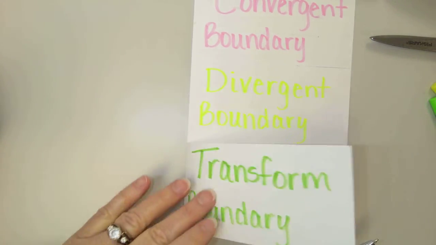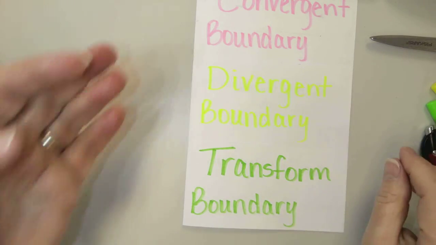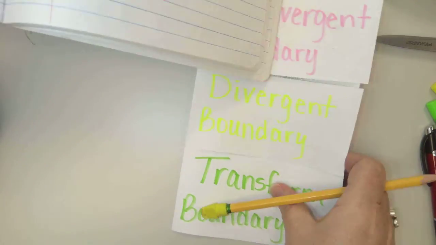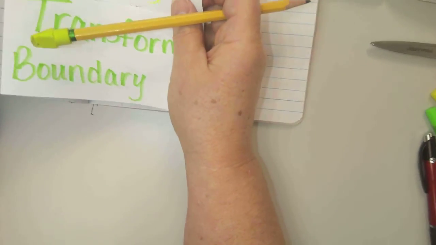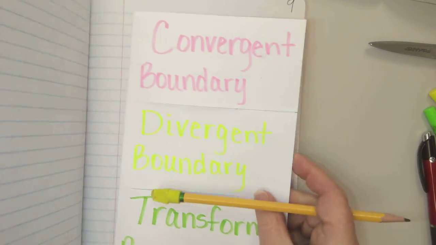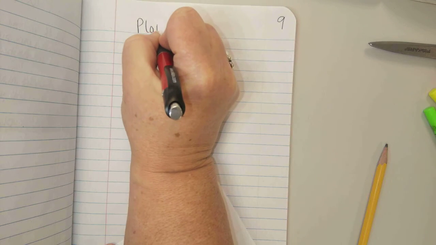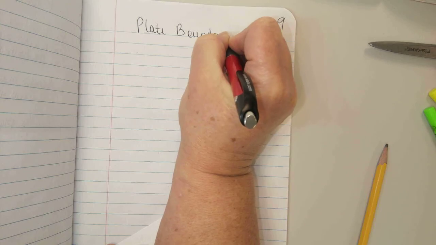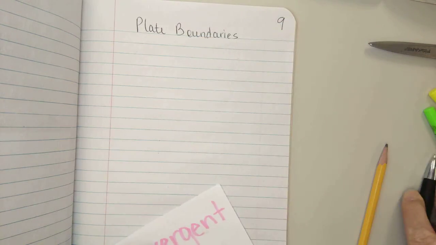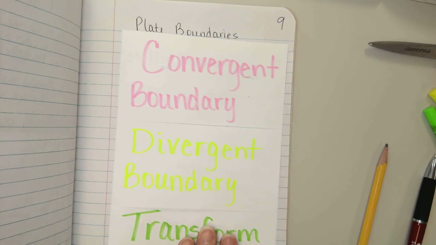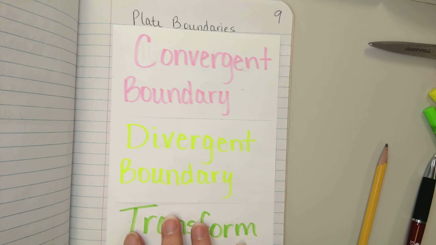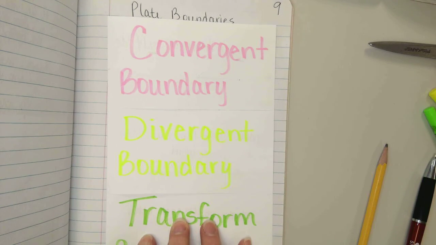So if you will, go ahead and close this now and get your journal. You're going to need to turn to page 9. This is going to need to go on page 9. And we're going to write at the top, plate boundaries, and we're going to glue it in on page 9. So glue it, and you are done for today, or for this lesson.